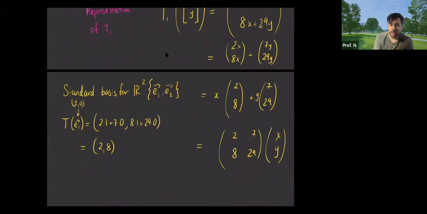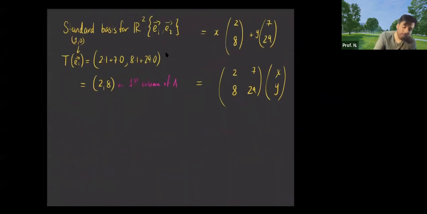That's the first column. Remember, T(E1) gives you the first column of A, of its matrix representation. T(E2) gives you the second column. So this would be 2 times 0 plus 7 times 1, comma, 8 times 0 plus 29 times 1. And I get 7 comma 29.